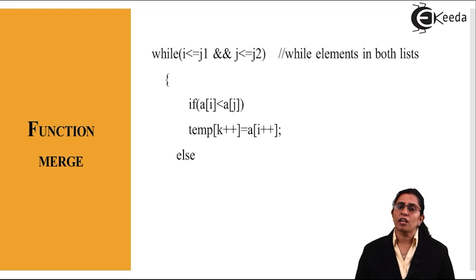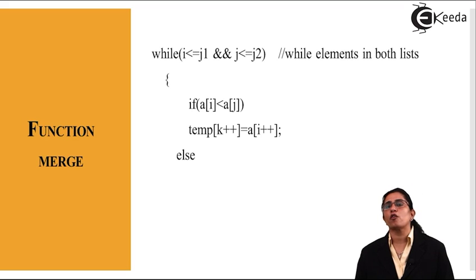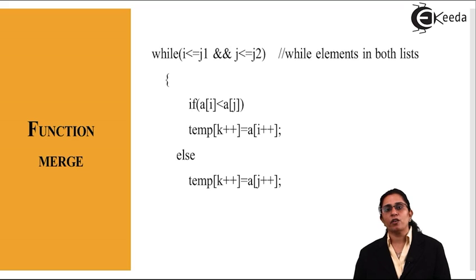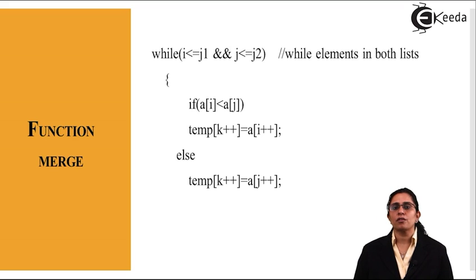Else, if A of I is not less than A of J, then what do we do? Then whatever is at J, the beginning of the second list, is moved to my temporary array. Here you will see what is happening. If the first array value is less than the second array value, it is moved to the temporary array. If it is not, then the second array elements are moved to the temporary location.